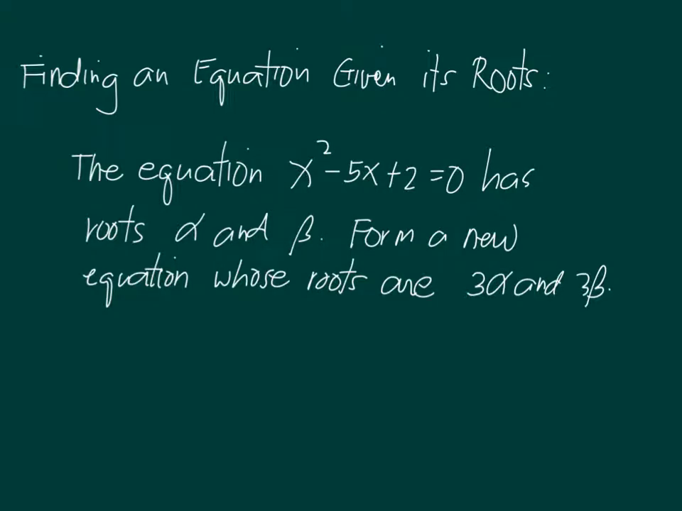Okay, so this is the follow-up video on finding an equation given its roots. It says the equation x squared minus 5x plus 2 equal to 0 has roots alpha and beta. What we want to do is form a new equation whose roots are based on alpha and beta, which are 3 alpha and 3 beta.